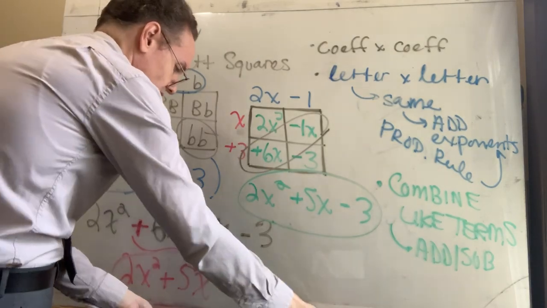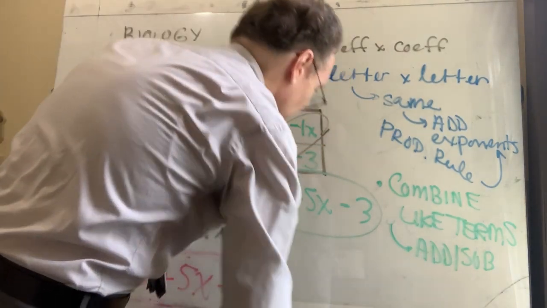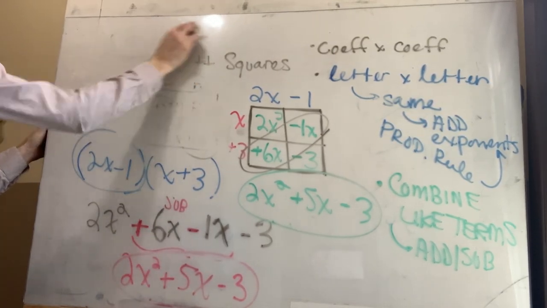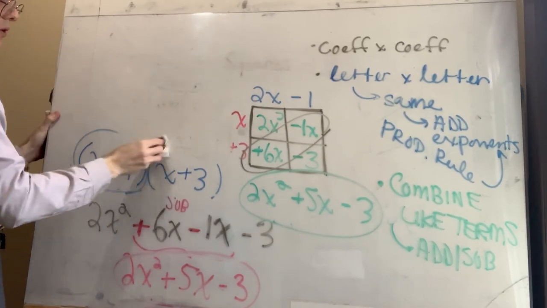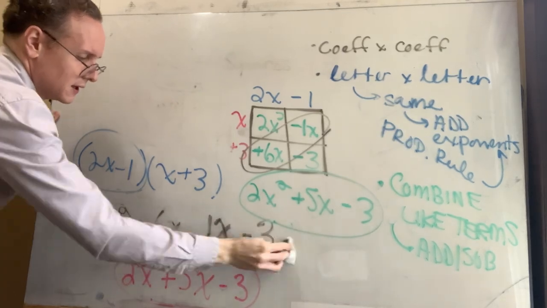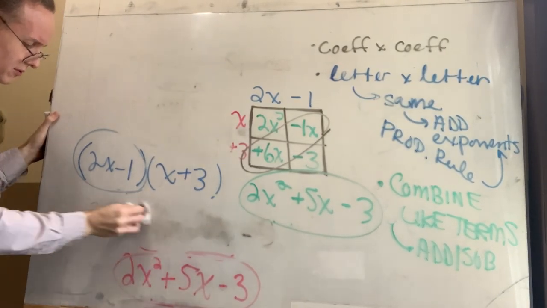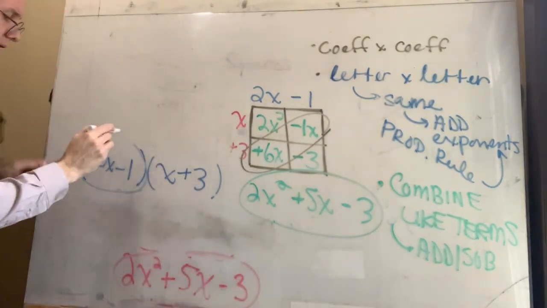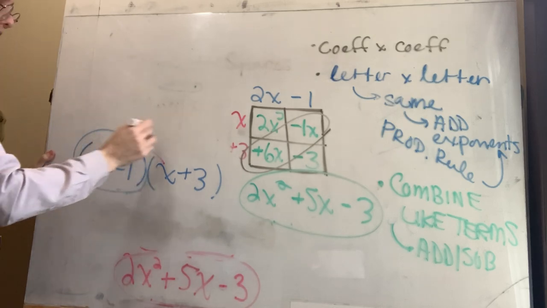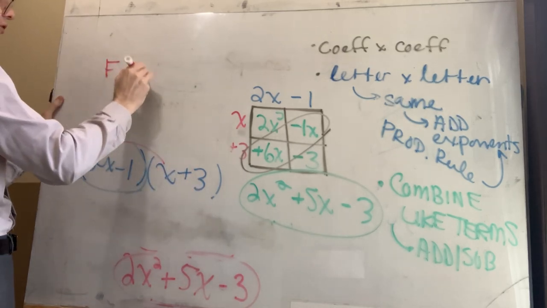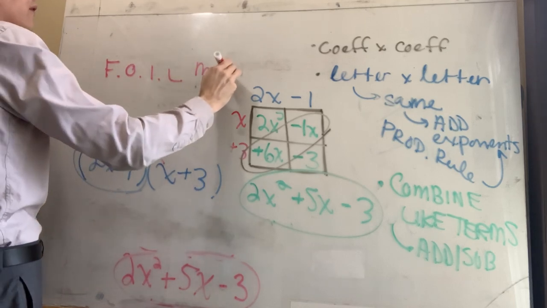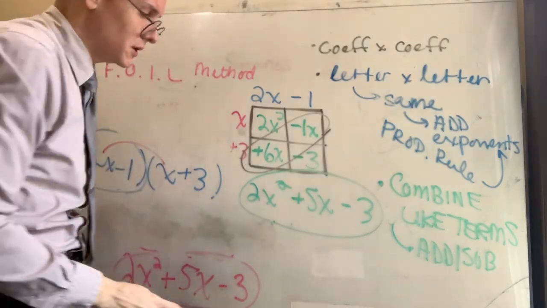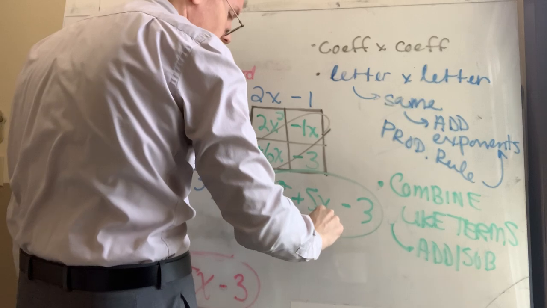This process, which involves distributive property twice, has a name. When you engage in this process of multiplying this times this, and then this times this, this is usually referred to as the FOIL method, versus what I'm describing here, which is from biology, really. You might call it the Punnett square method.